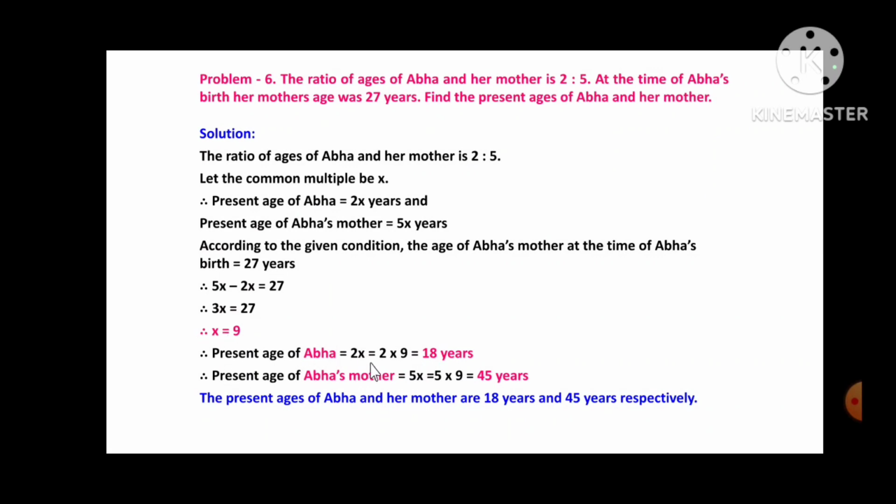So the present age of Abha is 2x, that is 2 into 9, 18 years. And the present age of Abha's mother, which is 5x, 5 into 9, is 45 years. So the present ages of Abha and her mother are 18 years and 45 years respectively.